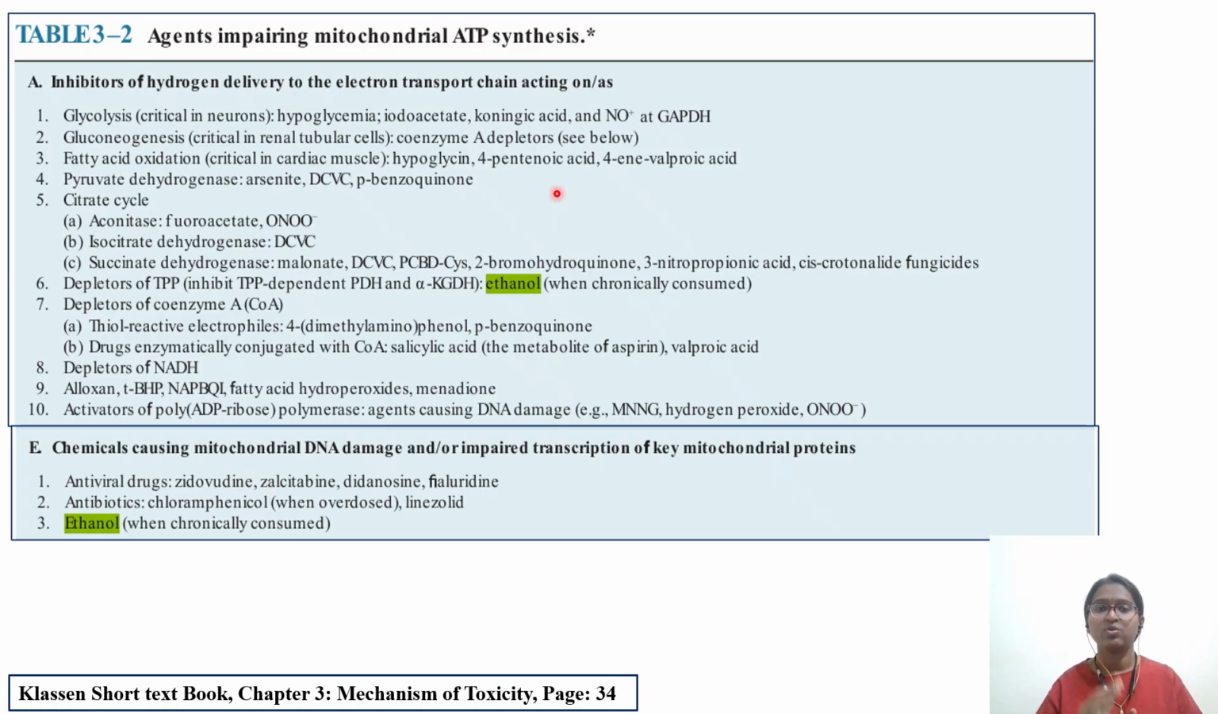Pause here and try to read about other examples also, like valproic acid. Here hydrogen peroxide is mentioned. Those examples you also read. Coming under point E, chemicals causing mitochondrial DNA damage and impaired transcription of key mitochondrial proteins. Ethanol is causing this type of impaired transcription in the mitochondrial proteins also. So read table 3.2 under mechanism of toxicity.